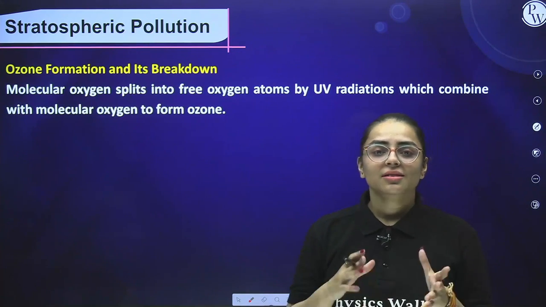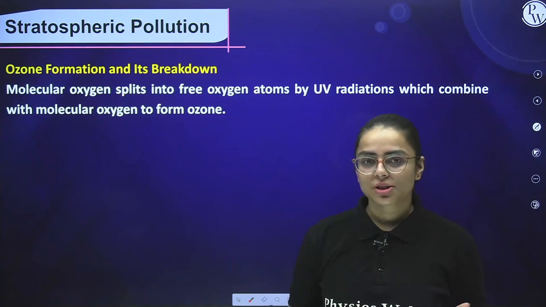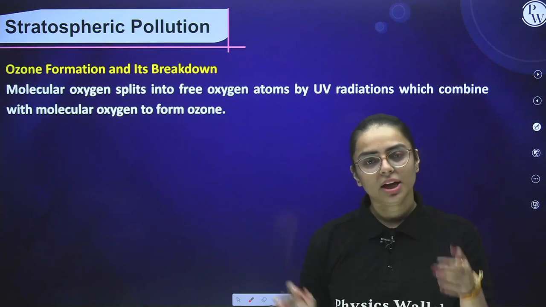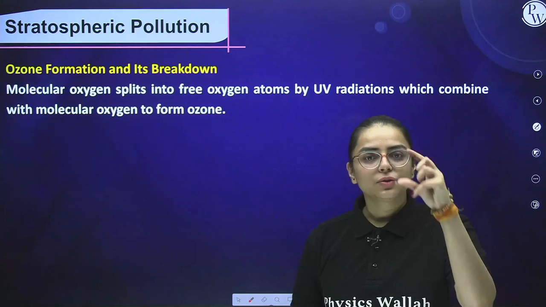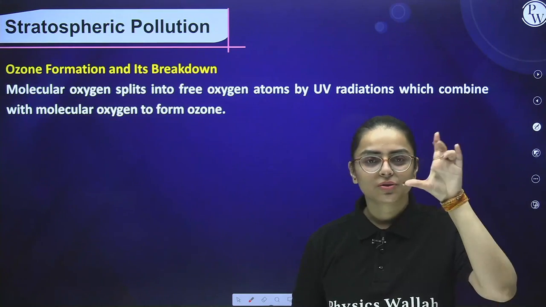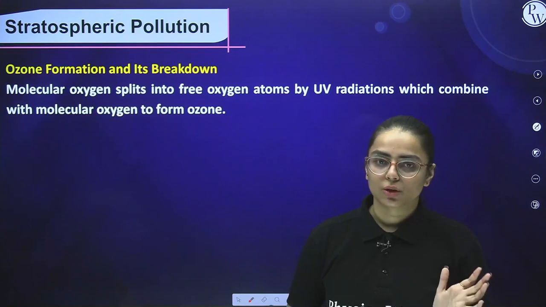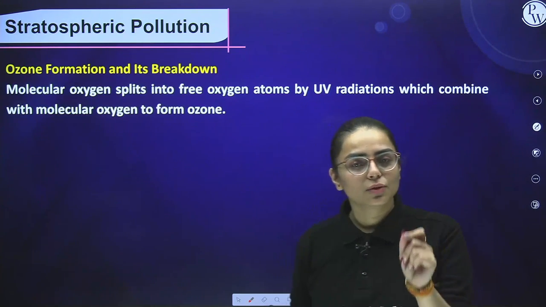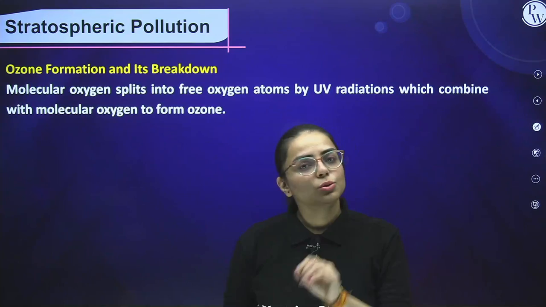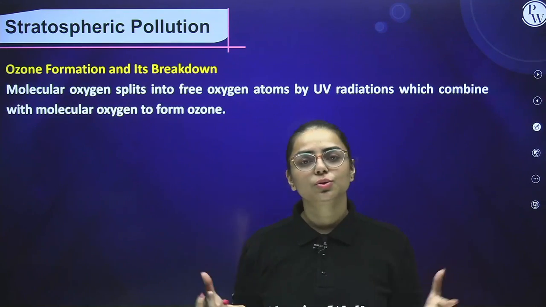Now comes the next kind of pollution. We have done the first kind of pollution, that is the tropospheric pollution. Now comes the stratospheric pollution. Stratosphere, when seen from the troposphere, is at 40 kilometers, but when seen from the earth's sea level, it is 50 kilometers, right? Now, if I talk about stratospheric pollution, I have already told you that in the stratosphere the ozone layer is present. That means formation of ozone will be seen, right?